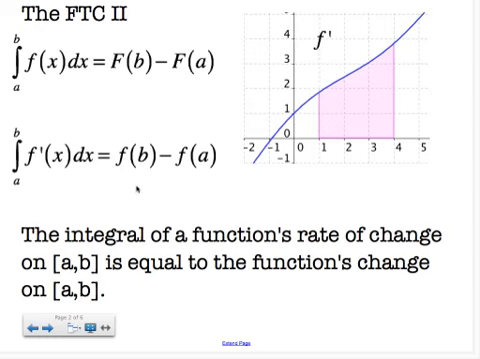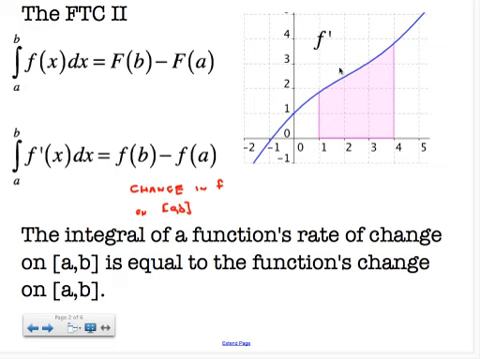This is seen as the change in the function f. You can recall that's part of the slope formula if you're finding the slope between 2 points, a, f of a and b, f of b. So this is the change in f on a to b. And so we can interpret now the integral of a rate of change, which is what I have here, the integral of f prime being the rate of f, is equal to the function's change on the interval a to b.